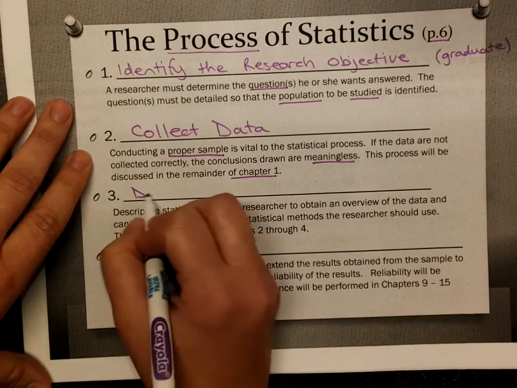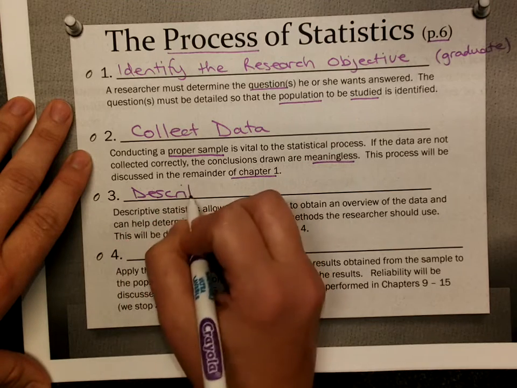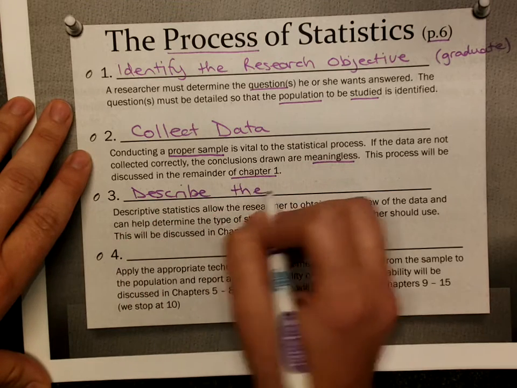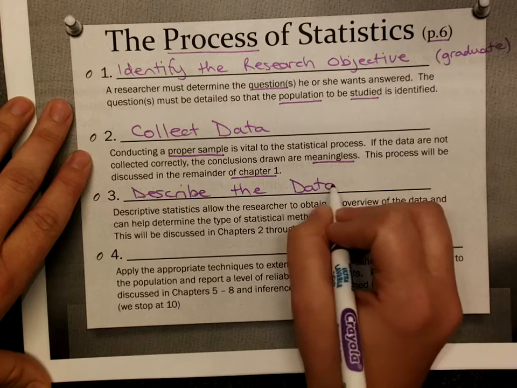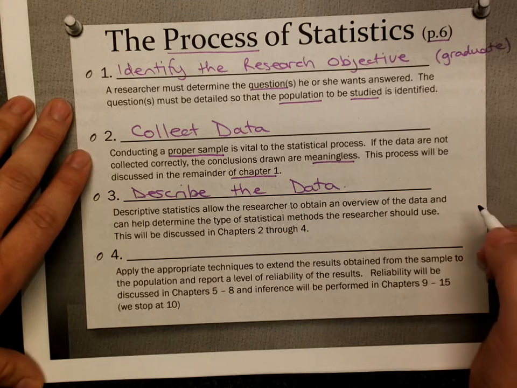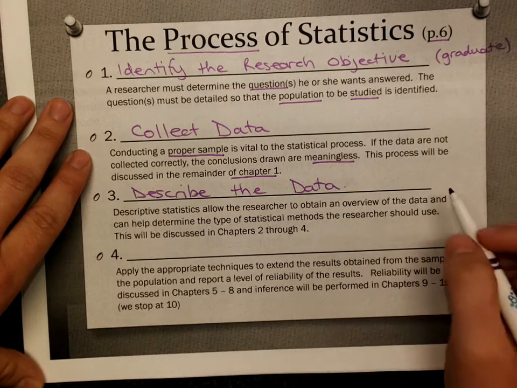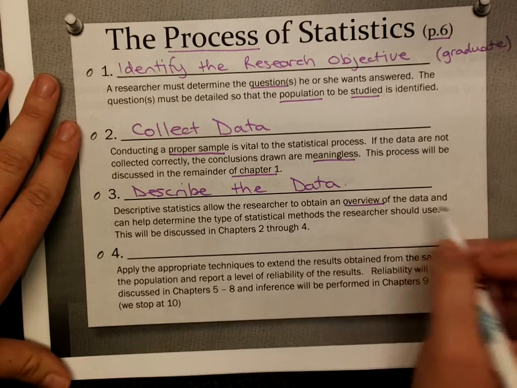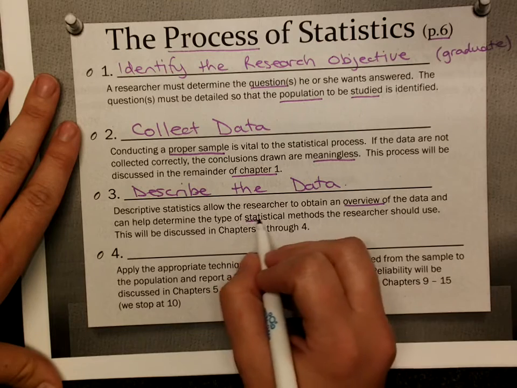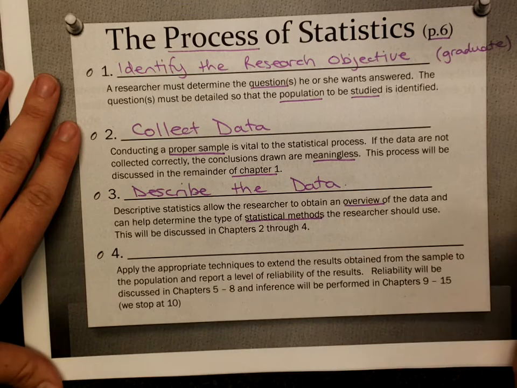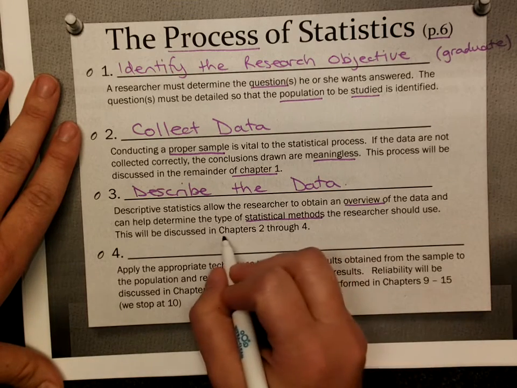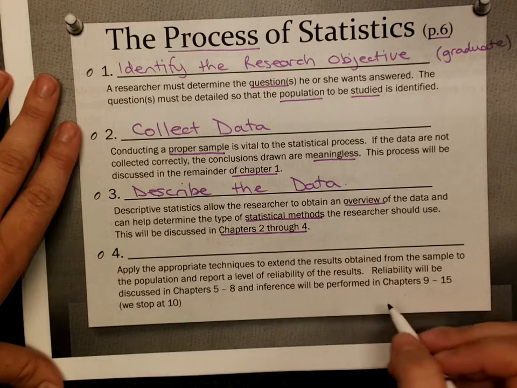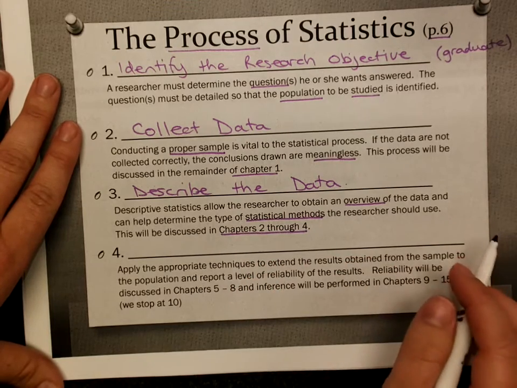After that, we talk about describing the data. And this is when we start to summarize and organize to help us kind of see what our results say. So we're trying to get an overview of the data and come up with some statistical methods to use to make some conclusions. So chapters 2 through 4 of this textbook are about describing the data.